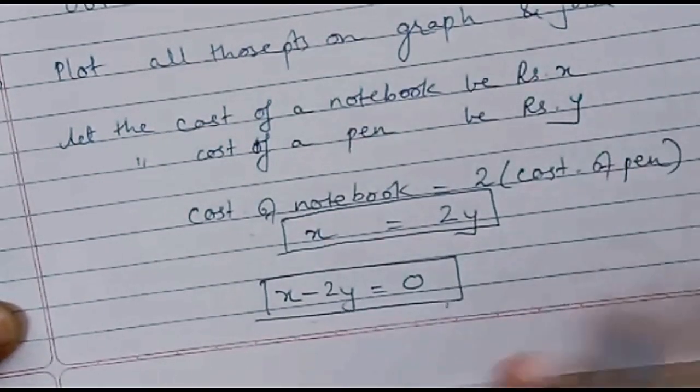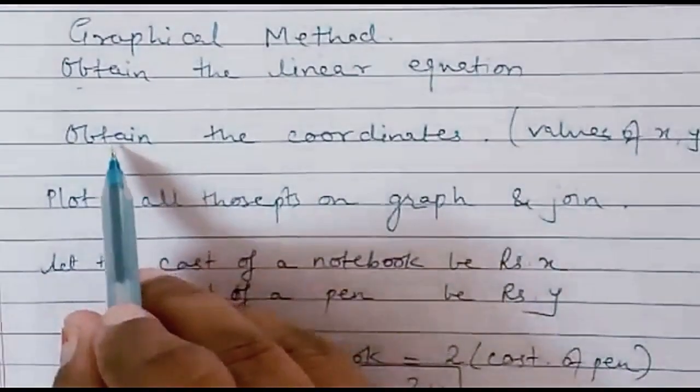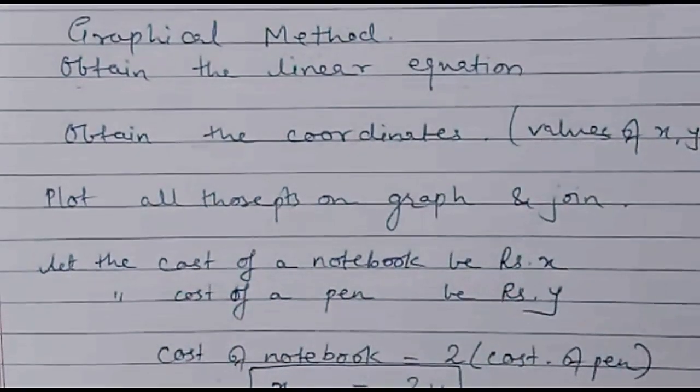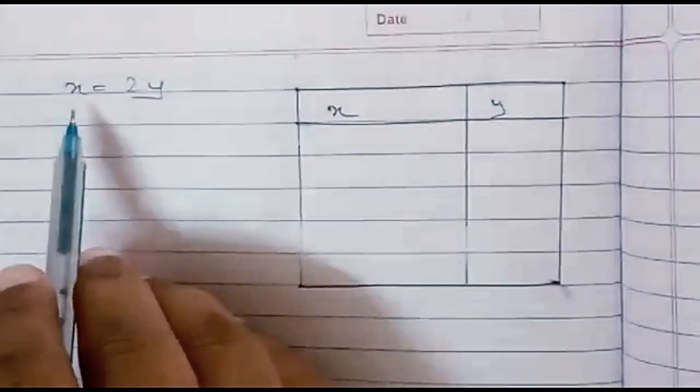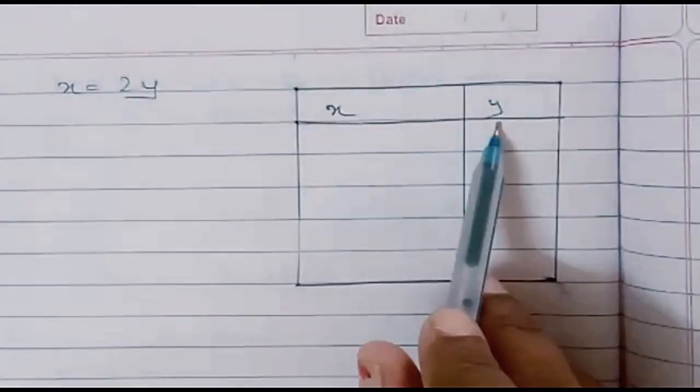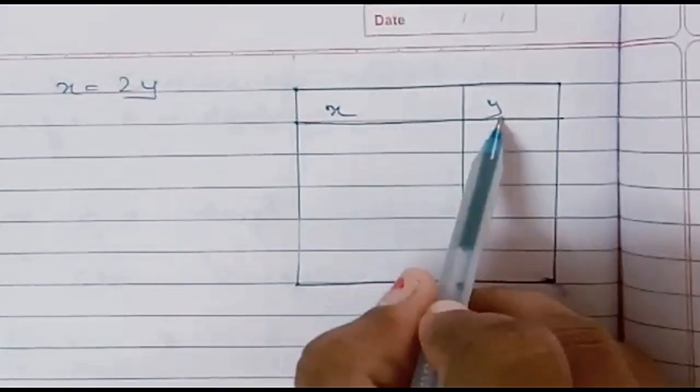First we will have to obtain, step number 2, that means obtain the coordinates, that means the values of x and y. Let us see how to obtain them. So the very first thing is x was 2y. We will make a table having two columns, x and y. Always you need to write x first, then y.